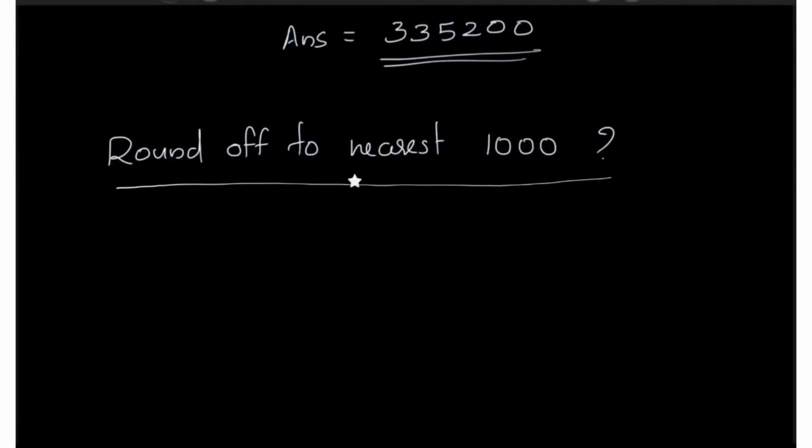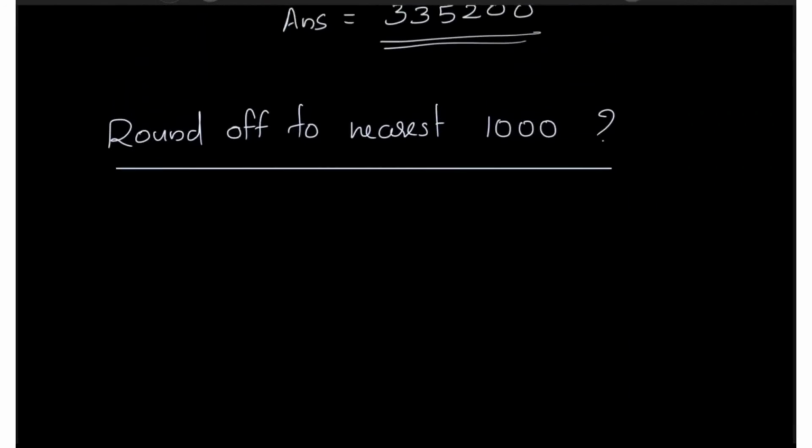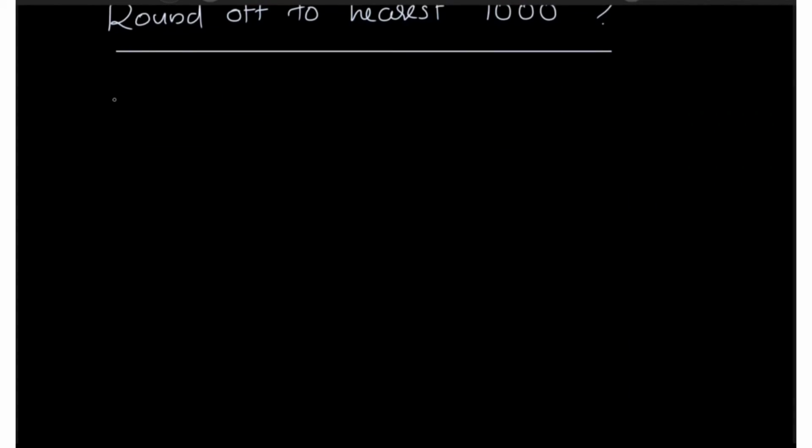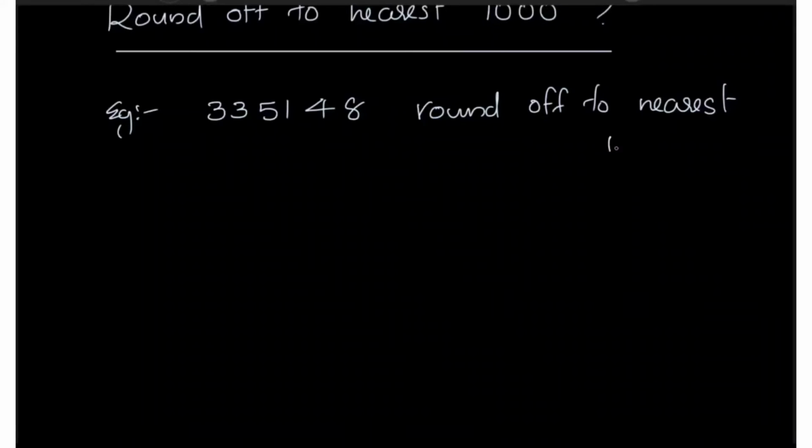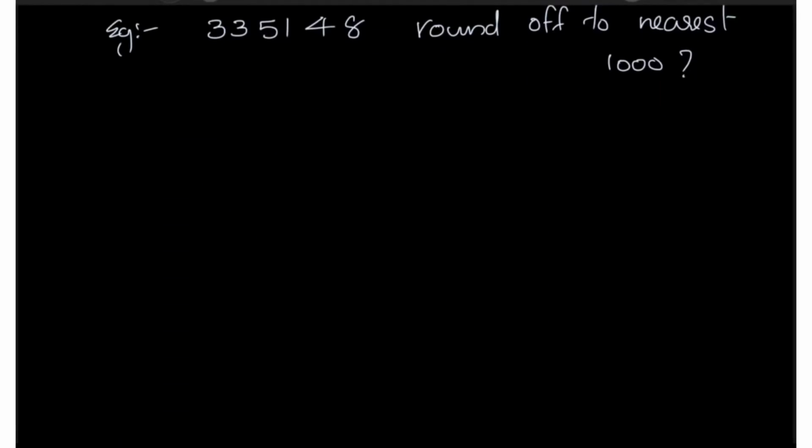Another question is round off to nearest 1000, and our example is 335148. Again the same number is repeating, and our question is round off to nearest 1000. Here again rewrite the number like this, 335148. Round off to 1000 means we have to find out the place itself. 1, 10, 100, 1000 is this place.